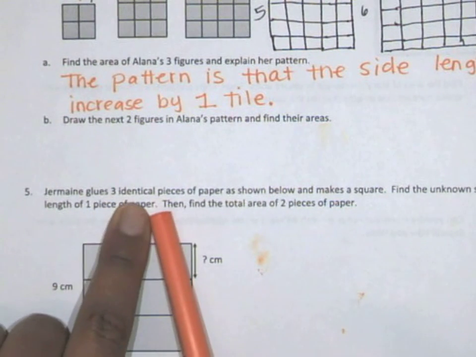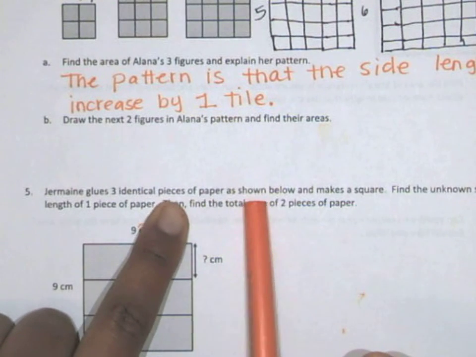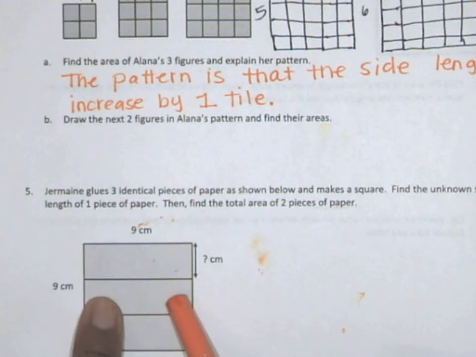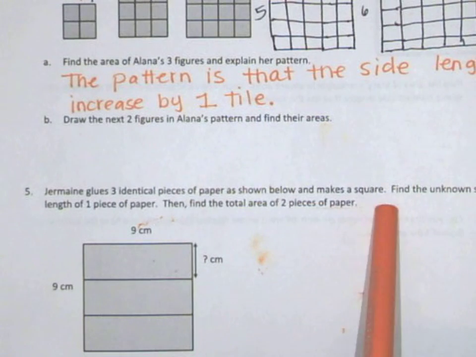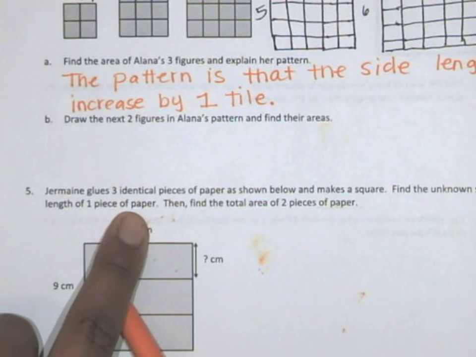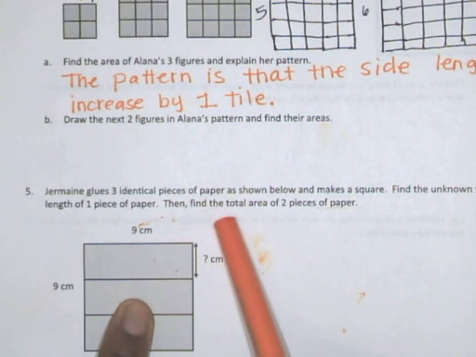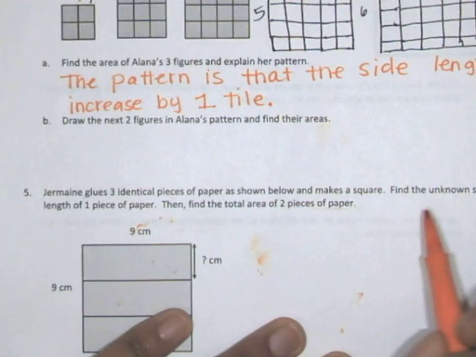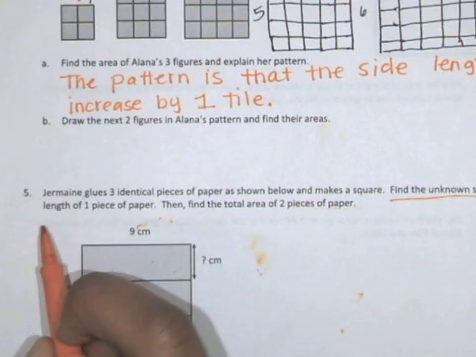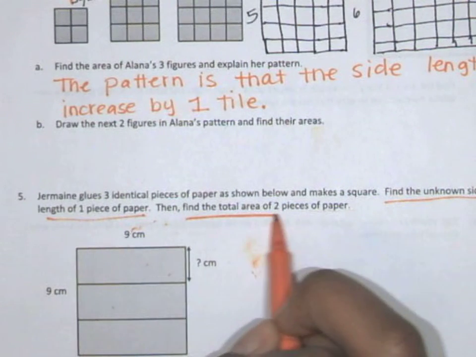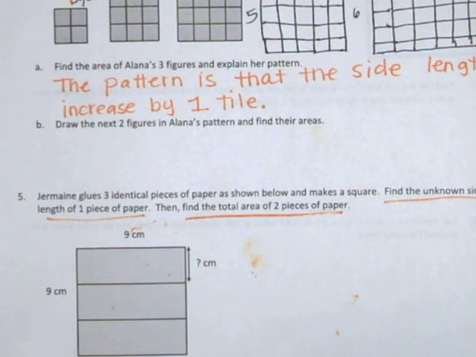Jermaine glues 3 identical pieces of paper as shown below to make a square. So this is piece 1, piece 2, piece 3. Find the unknown side length of one piece of paper. Then find the total area of 2 pieces of paper. So the first part, we have to find the unknown side length of one piece of paper. Then the second part is we have to find the total area of 2 pieces of paper.